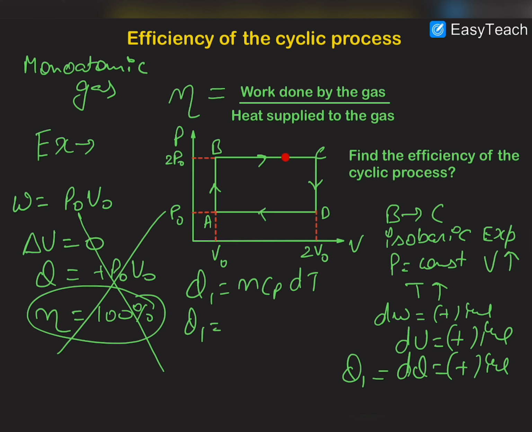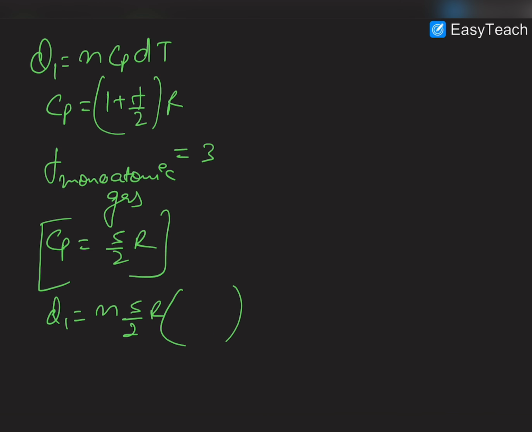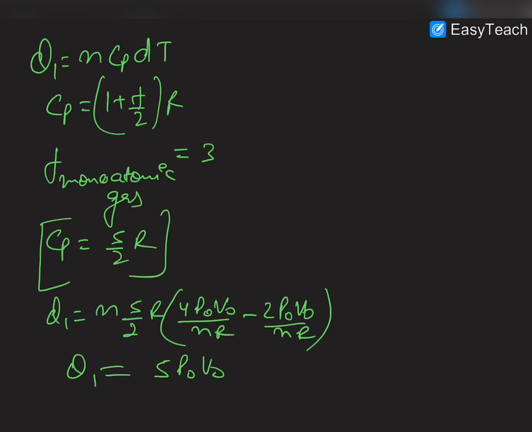So Q1 will be n Cp dT, which is n times 5 by 2 R, and dT will be the temperature of C minus the temperature of B. Now the temperature of C will be 2 P0 times 2 V0 upon nR, which is 4 P0 V0 upon nR, and the temperature of B will be 2 P0 V0 upon nR. Cancelling nR with nR, this would be 5 P0 V0. So this is the heat supplied in process BC.